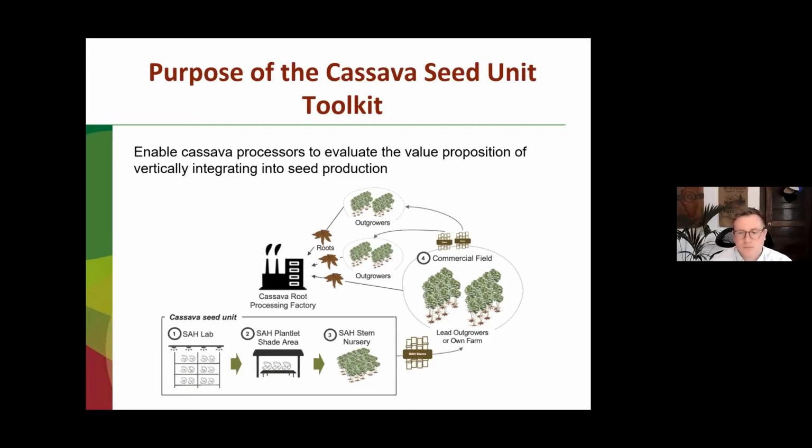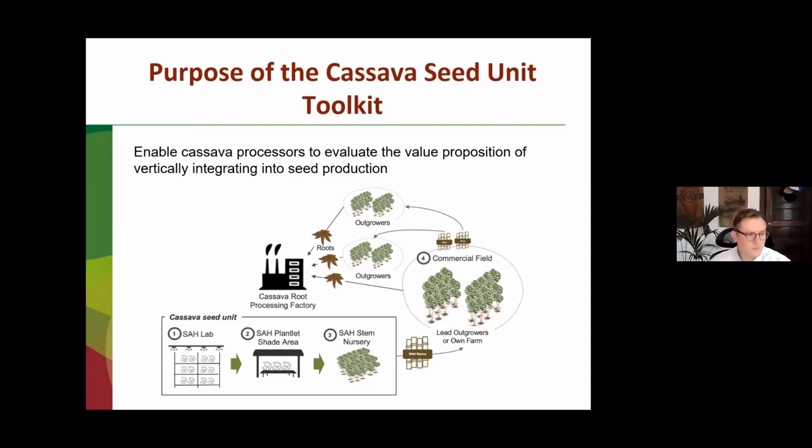From there, stems are diffused through own farms and through outgrower farms over multiple field production cycles for the production of more and better roots. Farmers benefit from increased starch yields per hectare, processors benefit from more and better roots, which increases profitability.